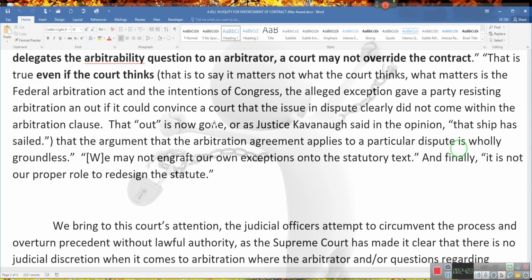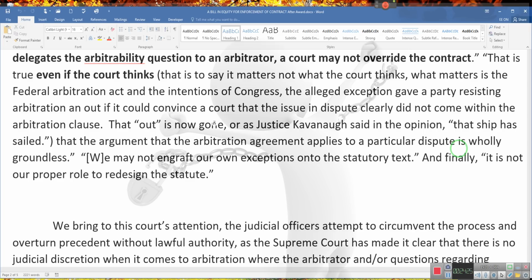The alleged exception gave a party resisting arbitration an out if it could convince the court that the issue in dispute clearly did not come within the arbitration clause. That out is now gone. Or as Justice Kavanaugh said in the opinion, that ship has sailed.